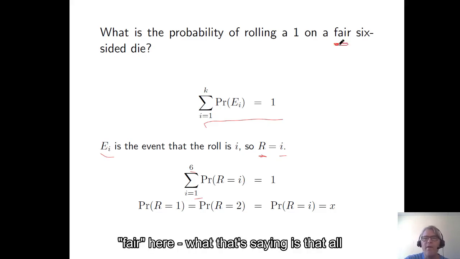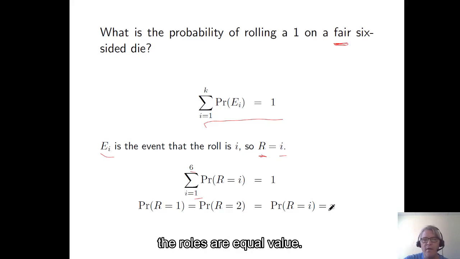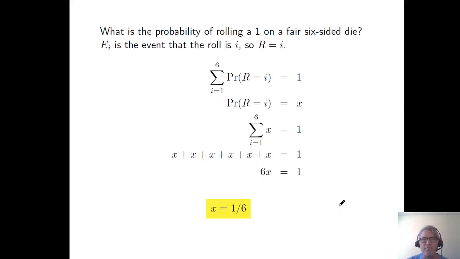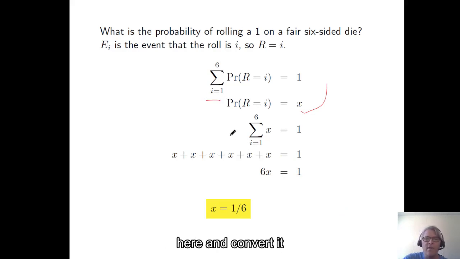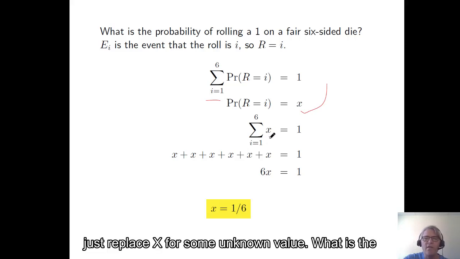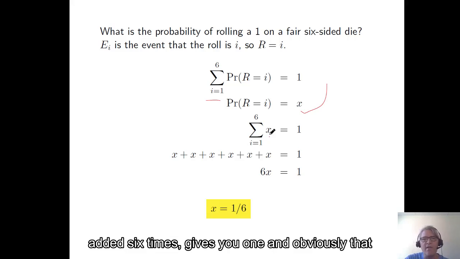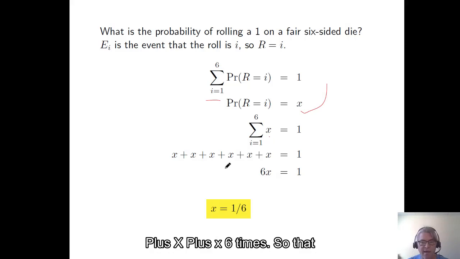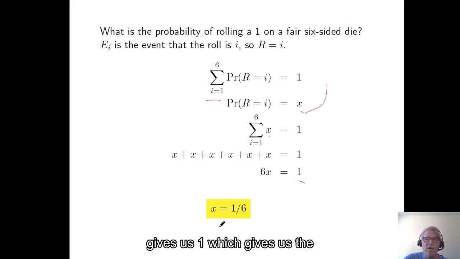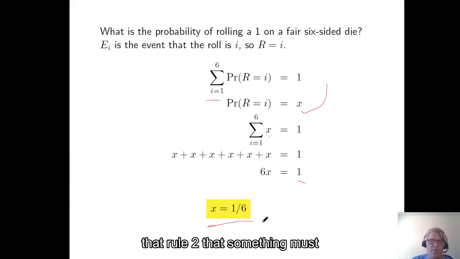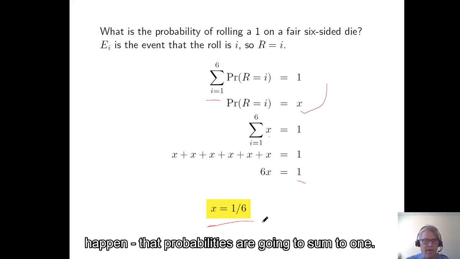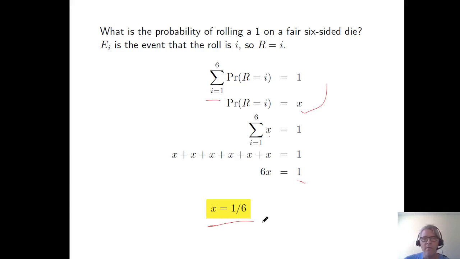Now, by the meaning of the word fair here, all the rolls have equal probabilities. So what that allows us to do, as I showed on the previous slide, is take the summation and replace each term with x, some unknown value. What probability value, when added 6 times, gives you 1? That summation expands to x plus x plus x, 6 times, so that's 6x, and 6x equals 1, which gives us the probability as 1/6. Probably a lot of you leapt to that immediately, but this is actually an application of that rule too: everything must happen, probabilities have got to sum to 1, and so if there are 6 equal probabilities, the probability of each one has got to be 1/6.